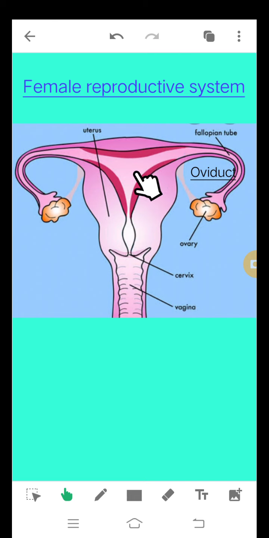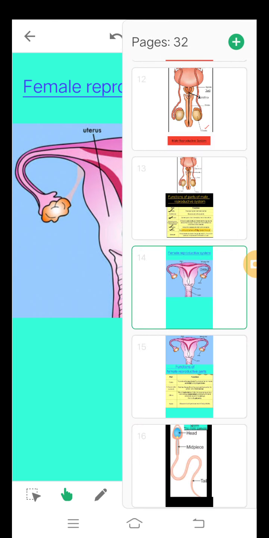Then the uterus is continued down. This opening is known as the cervix, and down a tubular structure is called the vagina. So these are the parts of the female reproductive system. Once again, if we list them, first is ovary, oviduct, uterus, cervix, and vagina. So these are the parts of the female reproductive system.